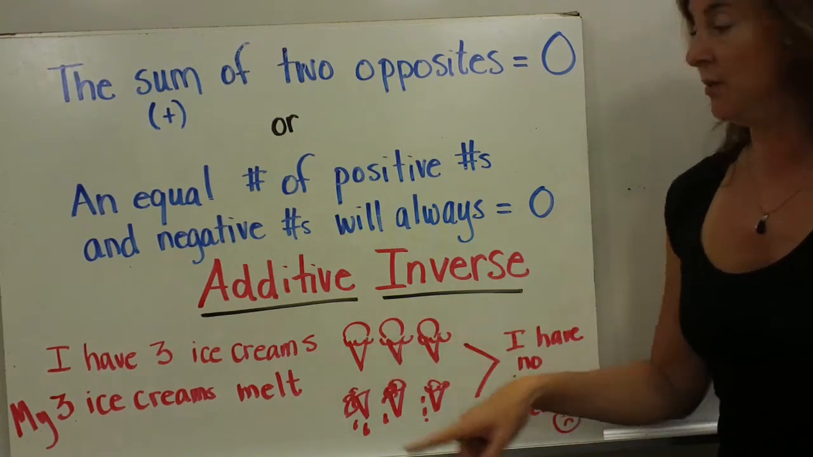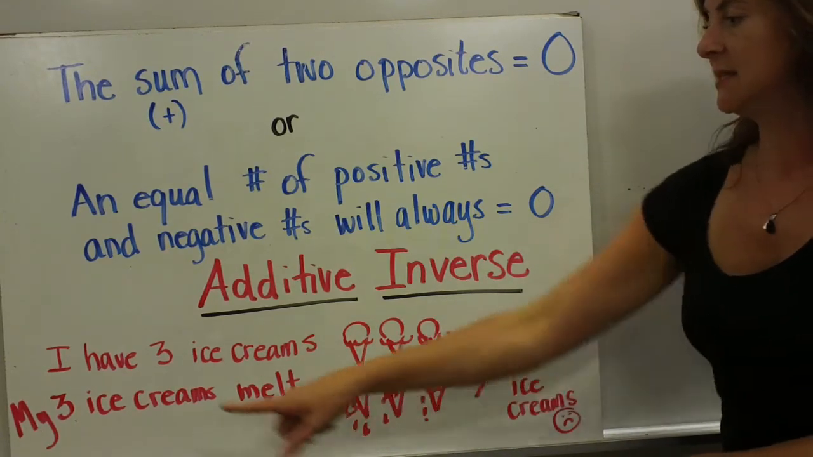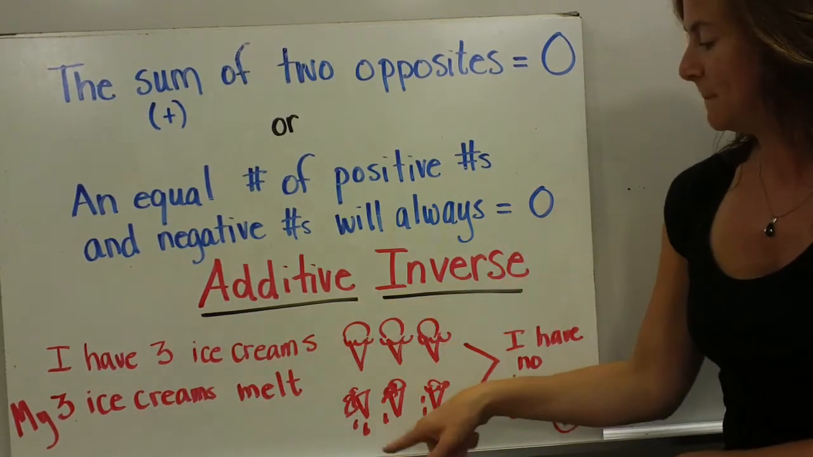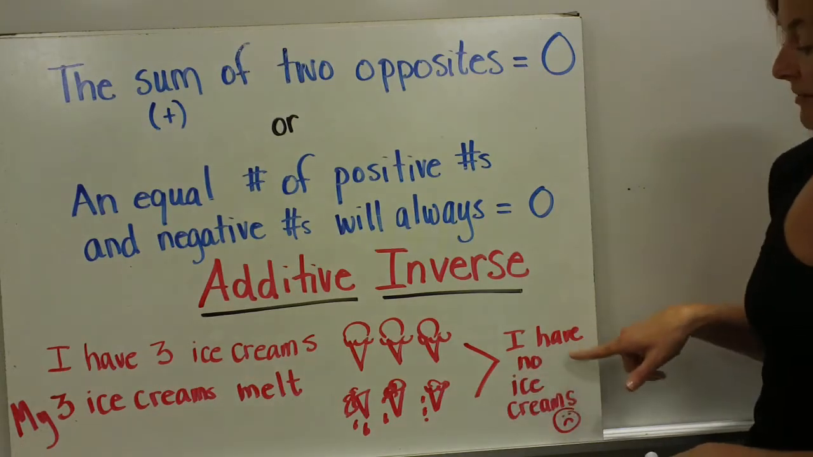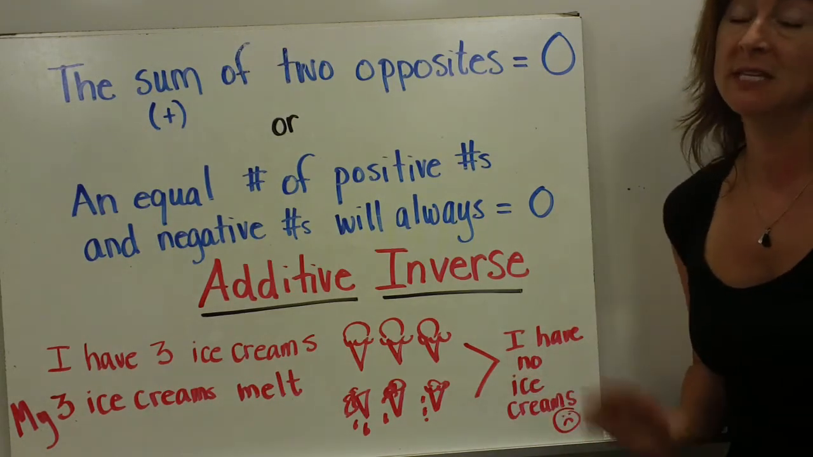Here's a fun little picture for you. I have 3 ice creams. My 3 ice creams melt. I have no more ice cream. 0.